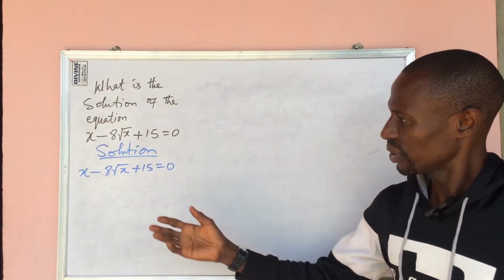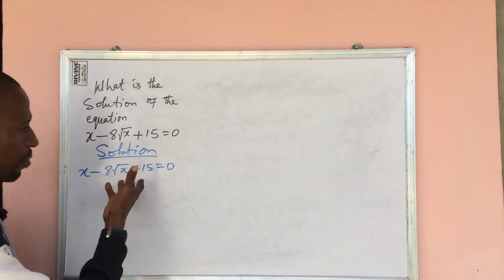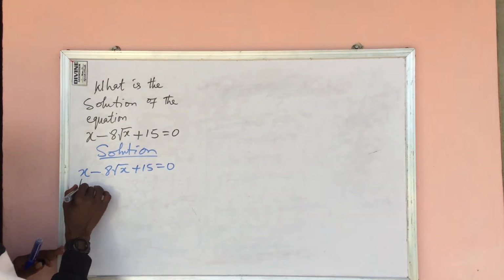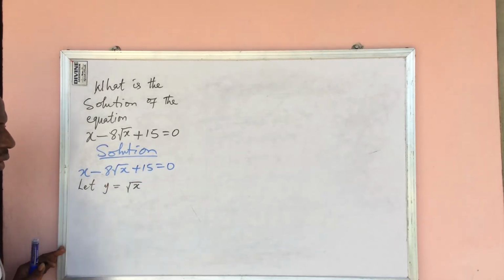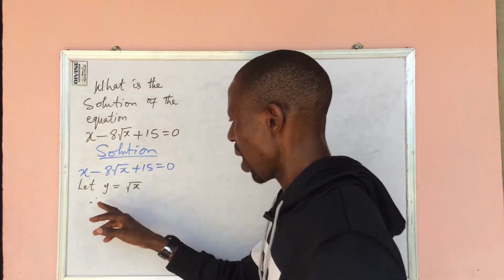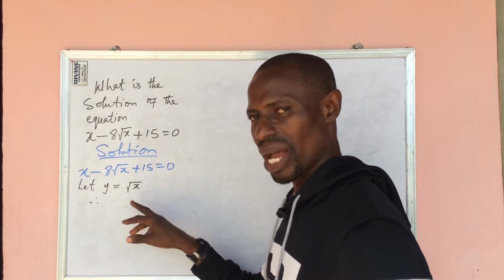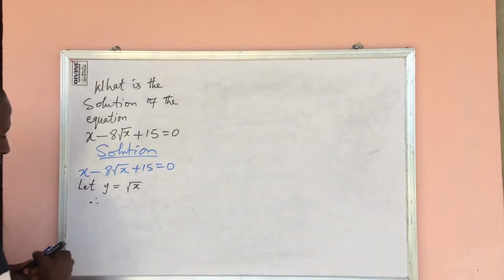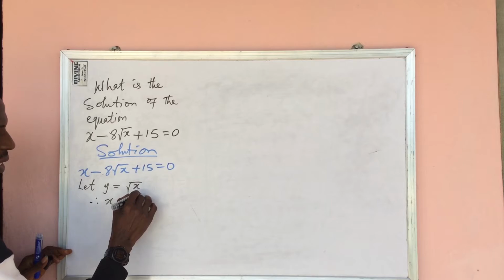Now, if we take a good look at this, we want to form another equation from this expression. So if I decide to say let y equal to root x, what does that imply? If y is equal to root x, then what will now be the value of x? I can take the square of both sides to eliminate the root. So therefore, x will now be equal to y squared.